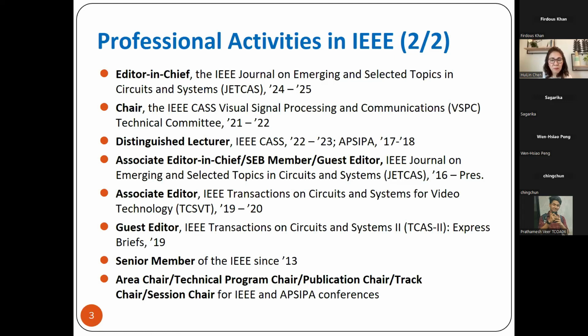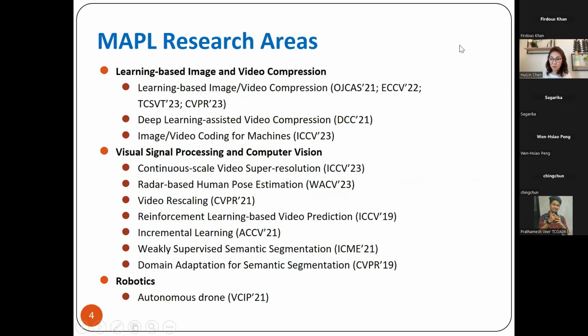It's my pleasure to be here to quickly give you an idea about what my research group has been doing. This slide summarizes the main research areas of my research lab. You can see that we work on learning-based image and video compression. This is the kind of technology that tries to use neural networks to do image and video compression. Later, I will give you a little bit more detail about this part.